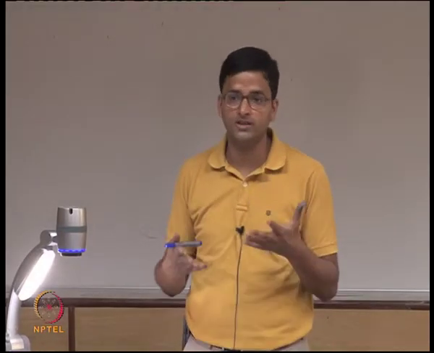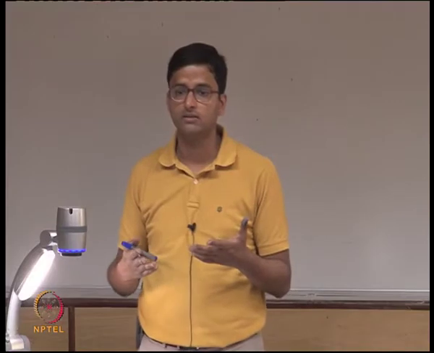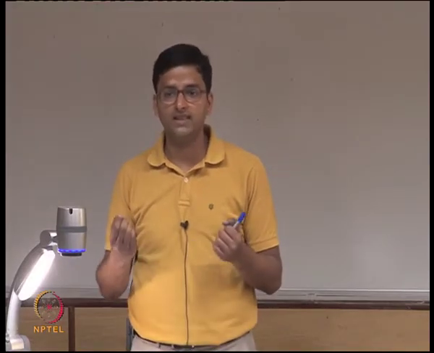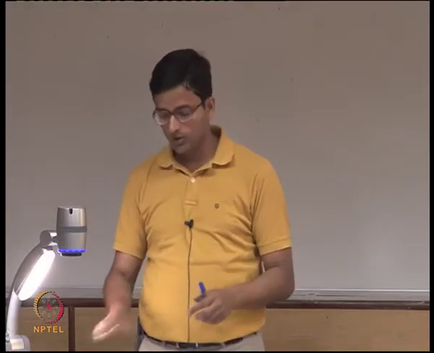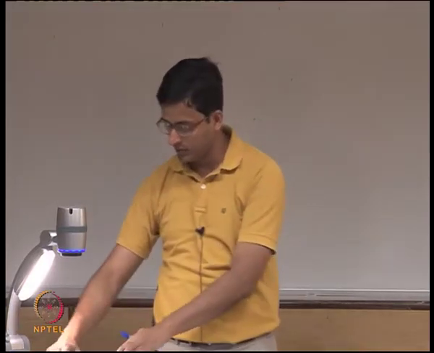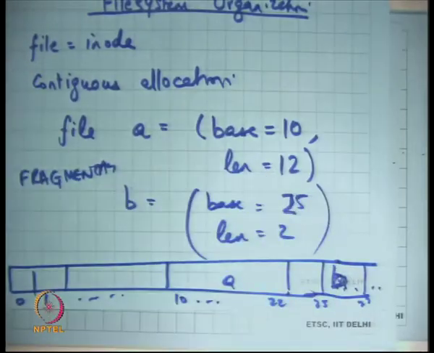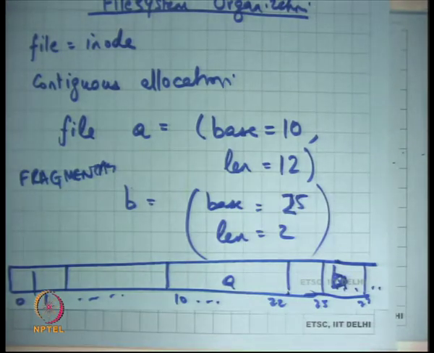What are some good things about this contiguous file allocation? Very fast access. The read system call, for example, only needs to first get the inode. So this information, base and length, will be stored on the inode. So the read system call will get to the inode, get the base pointer, add the offset to it, and that's it. Right? So it's basically just one metadata access to get to any random location.